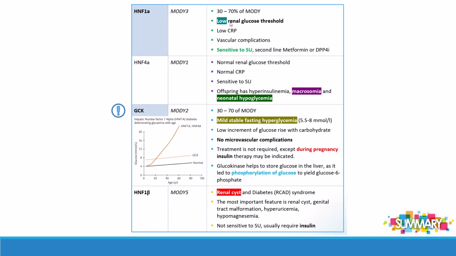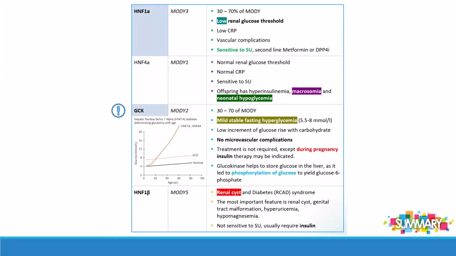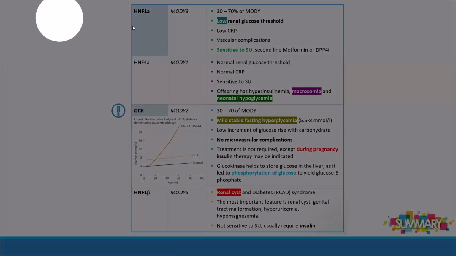If you see low renal glucose threshold, it is HNF1 alpha. For example, if we have a case scenario of MODY diabetes mellitus, and the blood glucose is just mildly elevated, around 140 or 150 milligram, or for example 8 millimole per liter, and there is glucosuria, this is usually HNF1 alpha.